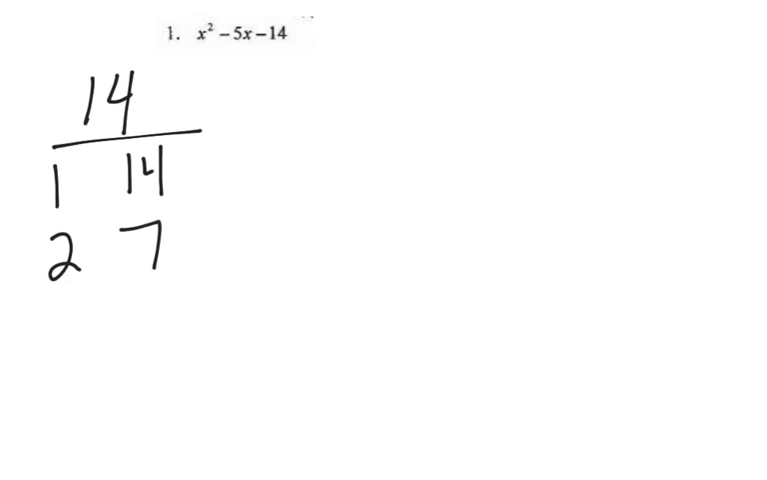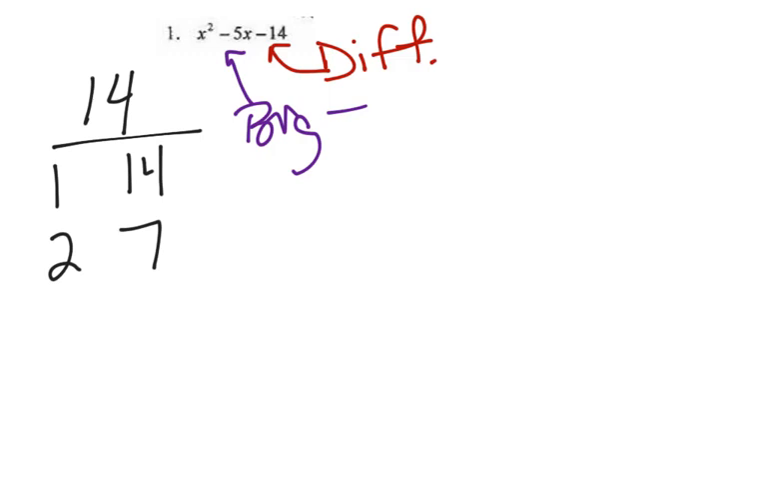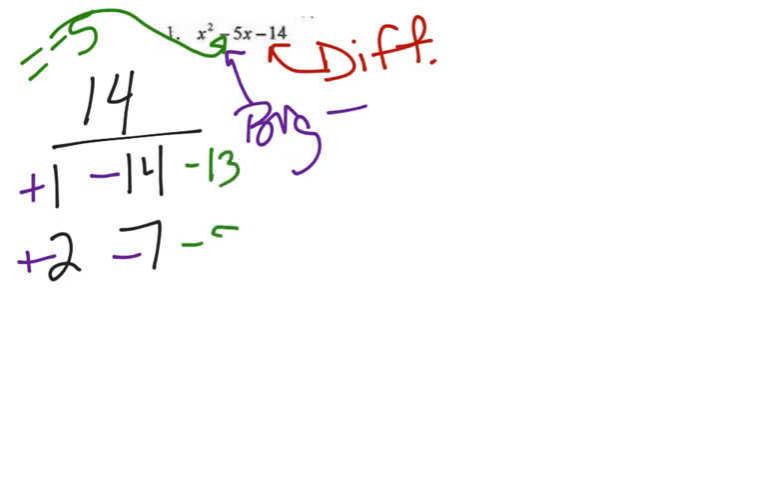You got to look at your sign rules, okay? The second sign is minus, so that tells me they're going to be different. One's going to be positive, one's going to be negative. The first sign is negative, so that tells me that the big one is negative. So make your big factors negative, make your small factors positive. You're going to choose the factors that equal negative 5, because that's what's with the x. So 1 minus 14 is negative 13, 2 minus 7 is negative 5.